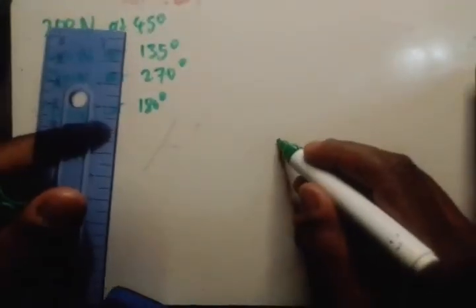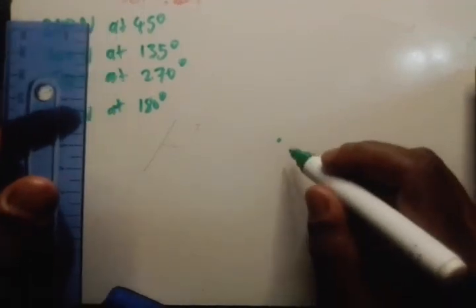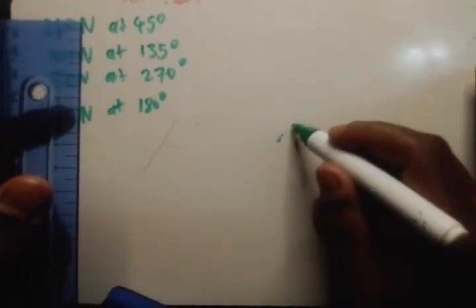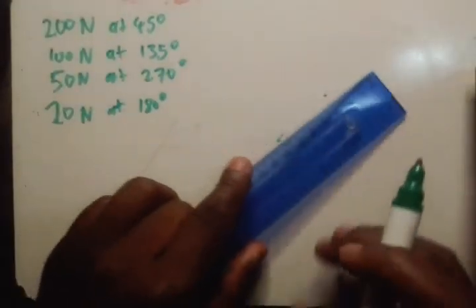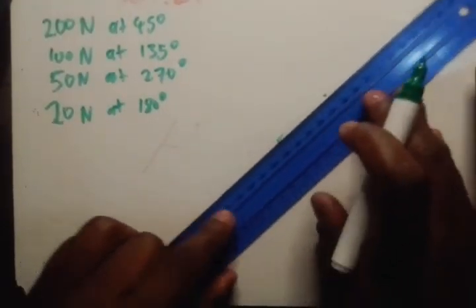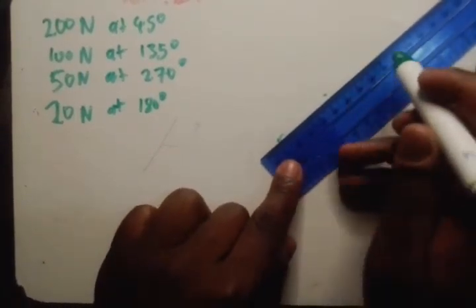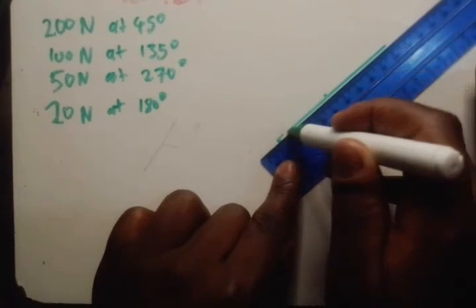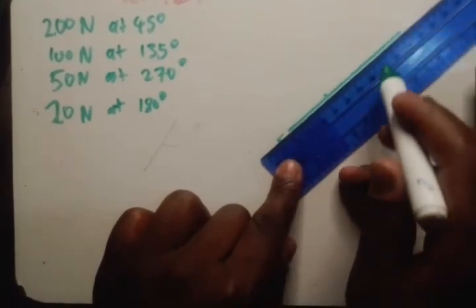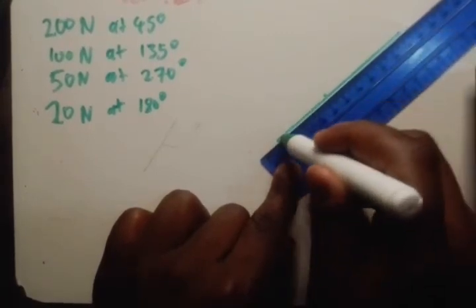at 45 degrees. If I were to start here, I would have to use a protractor and measure 45 degrees. 45 degrees would be somewhere there. Now I would have to measure 10 centimeters, right? So 10 centimeters would be somewhere there.